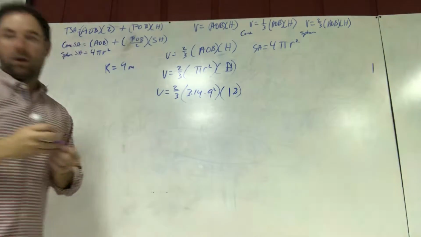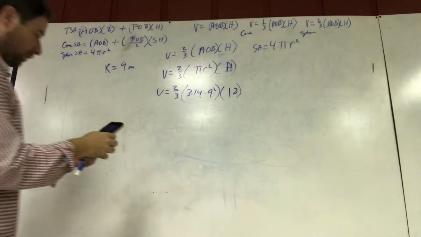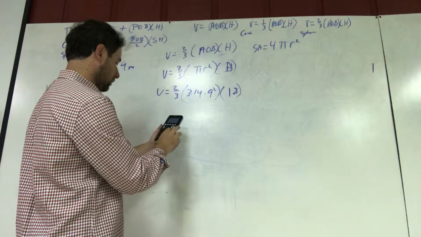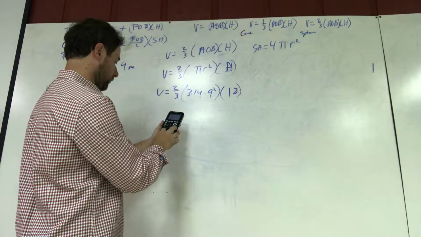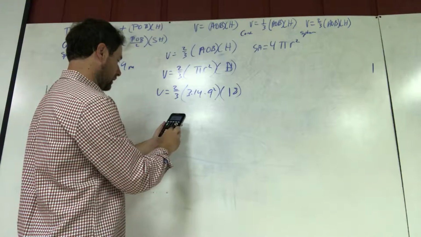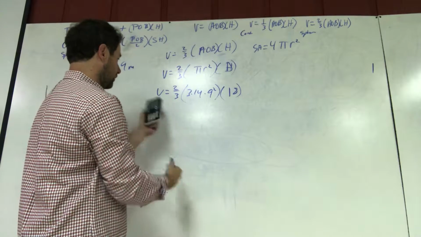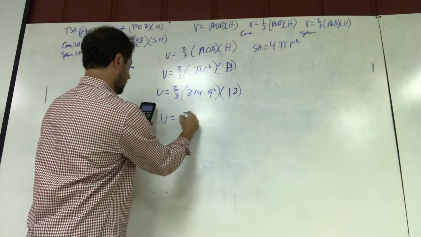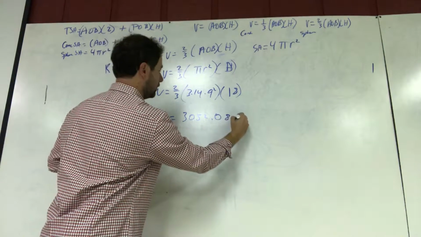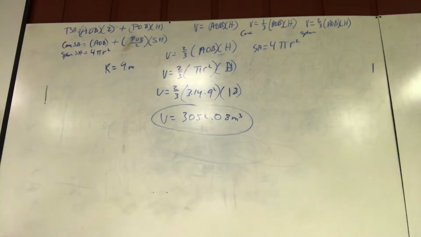And so now all you do with this is put that in your calculator and multiply everything together. So it makes it really nice. So I'm going to start by multiplying 2 times 3.14 times 81 times 18 equals, then I'm going to divide that by 3, and I get 3,000. The volume equals 3,052.08 meters cubed. So that's how you find the volume of a sphere.